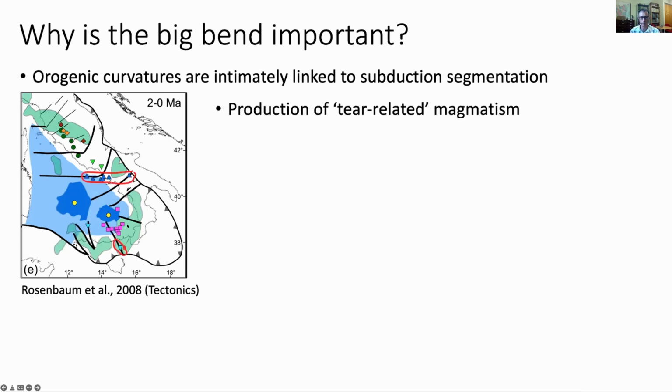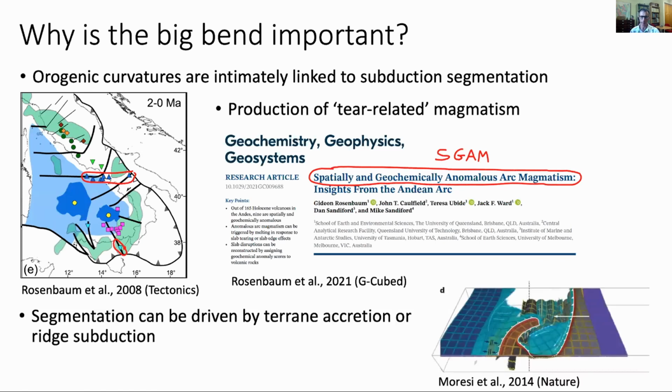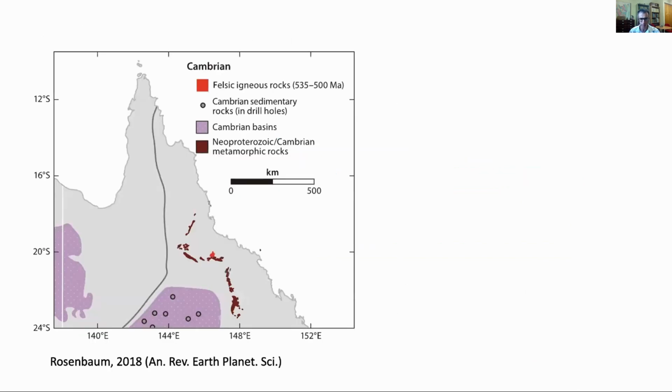This process could generate tear-related magmatism, which we have recently referred to as SJAM, spatially and geochemically anomalous arc magmatism. It is a process that can be driven by terrane accretion or ridge subduction, as shown here in a snapshot from numerical simulations by Moresi et al. And the areas of segmentation and SJAM are empirically linked to clusters of ore deposits.